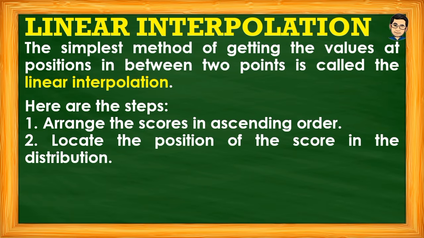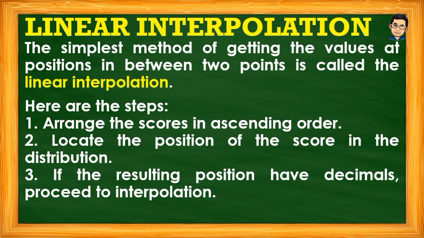Next, locate the position of the score in the distribution. After we arrange the data in ascending order, that is the time to locate the position of the score in the distribution. We will use the formula for the Mendenhall and Sincich method. Then, if the resulting position has decimals, proceed to interpolation. So there is a condition: the resulting position must have decimals. Only then can we use the interpolation method.